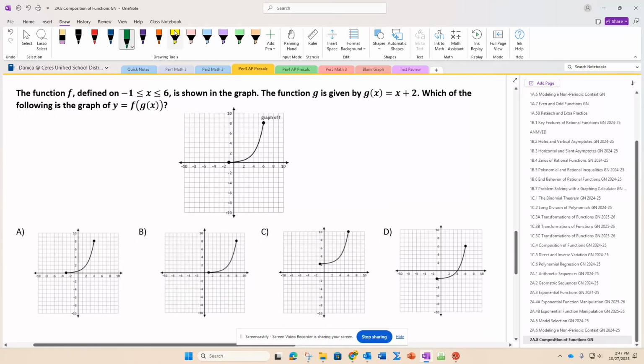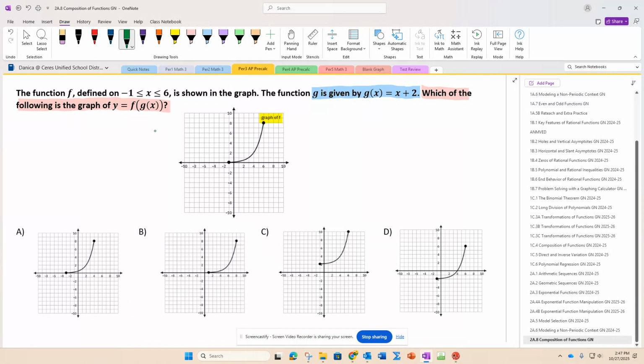Okay, so these couple problems that we're going to look at here are a little different from the composition problems we've looked at so far. They involve understanding that a composition can create a transformation of the original graph. Here we have the function f, which is defined for the domain from negative 1 to 6 as shown in the graph. This is our graph of f. And our function g is given by g of x equals x plus 2. The question is, which of these four graphs is the graph of y equals this composition f of g of x?